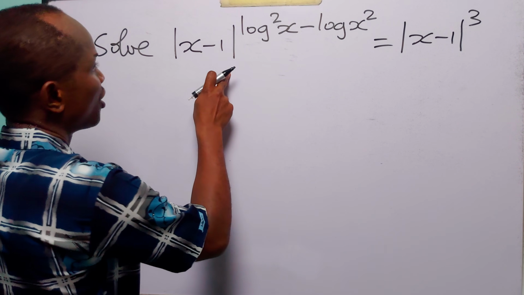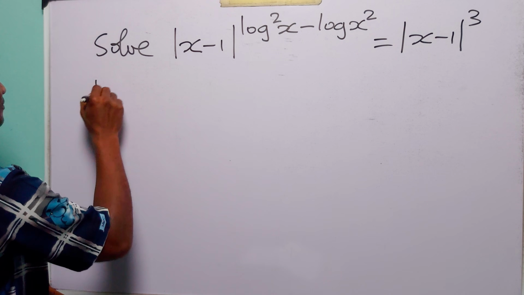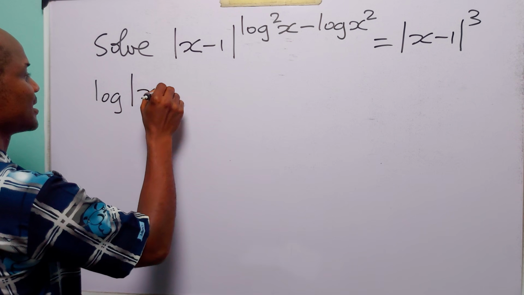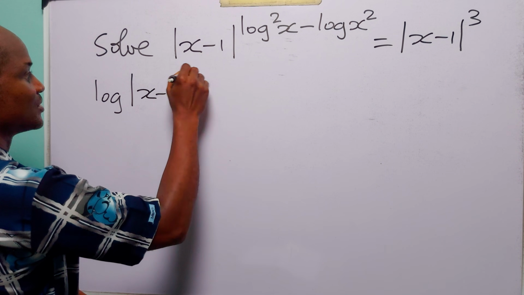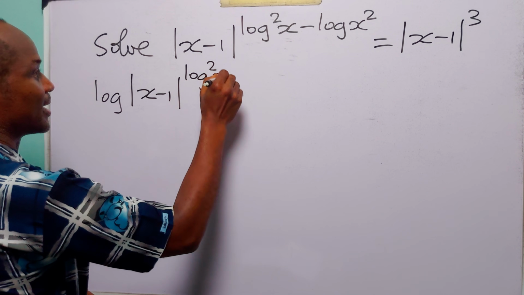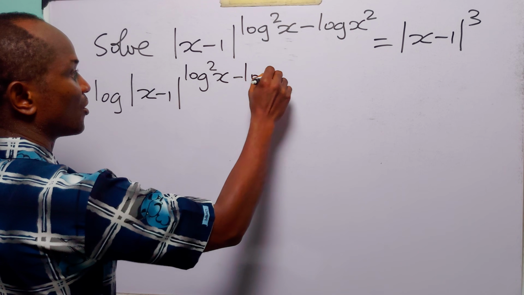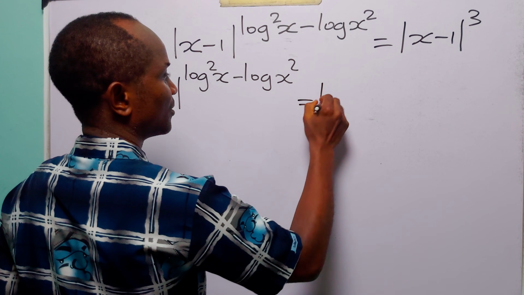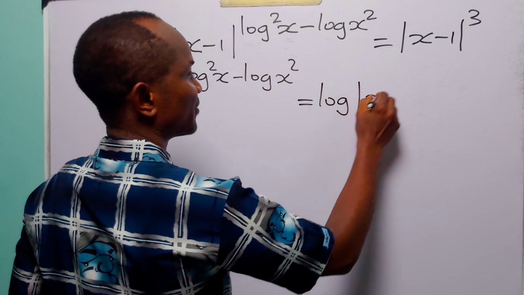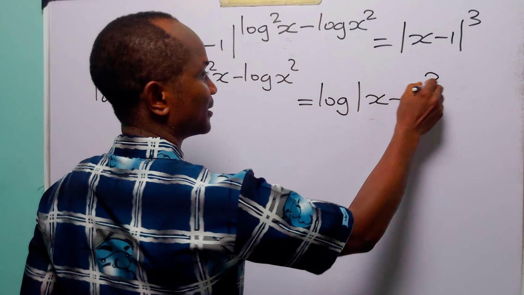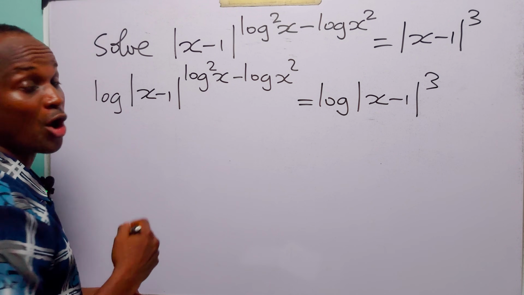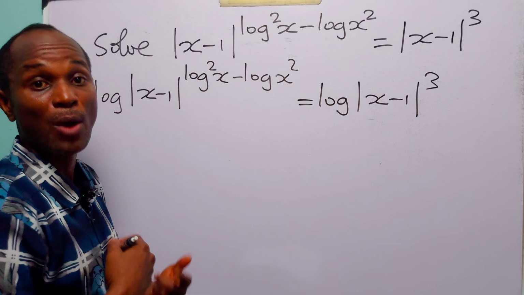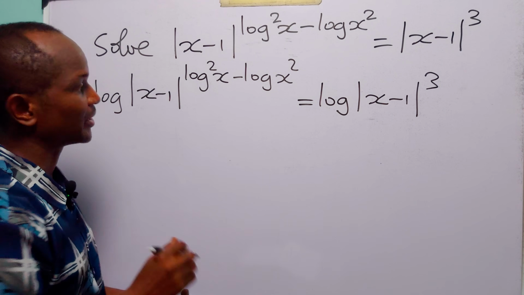When we do that, on the left-hand side, we have log of the absolute value of x minus 1 to the power log squared x minus log x squared, is equal to log of the absolute value of x minus 1 to the power 3. Of course, you know that when we write log without specifying the base, it means we are working in base 10, common logarithm.